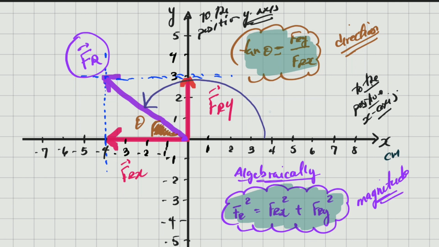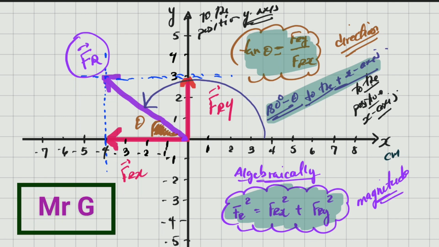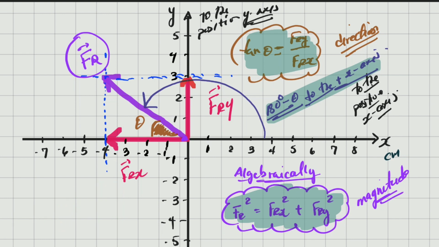To get this direction will be 180 degrees minus the theta you did calculate. All right, and this is from or to the positive x-axis. This is the correct way of giving that specific direction. Okay, so I hope it's clear, it's not that difficult. Remember, for the direction you can use another identity using sin, which is opposite divided by hypotenuse, or you can use cosine, which is adjacent divided by hypotenuse.